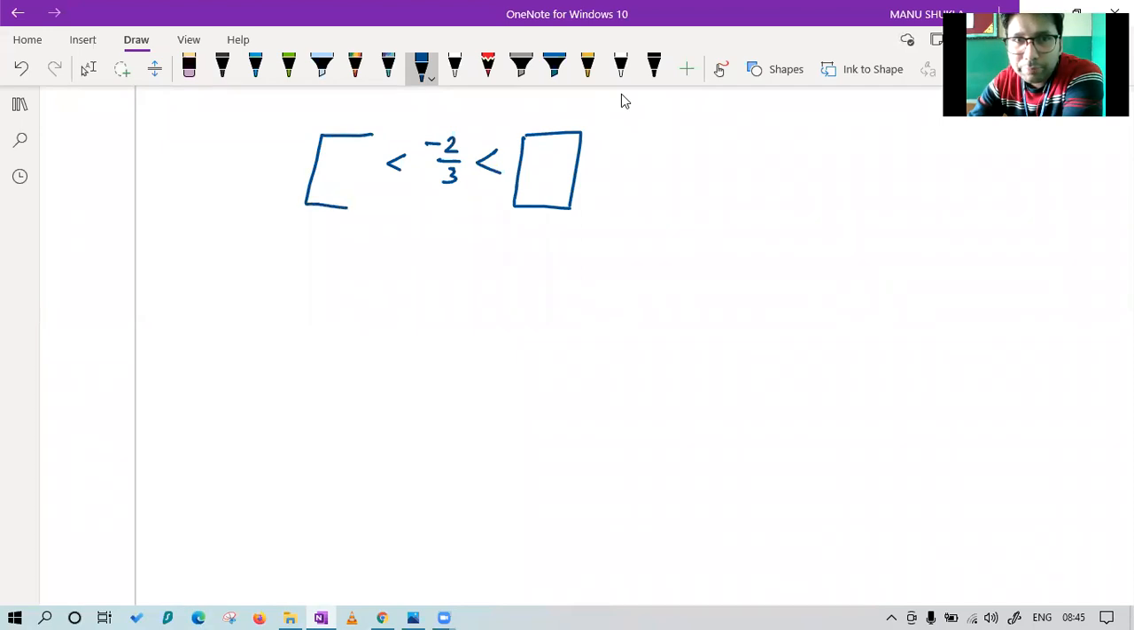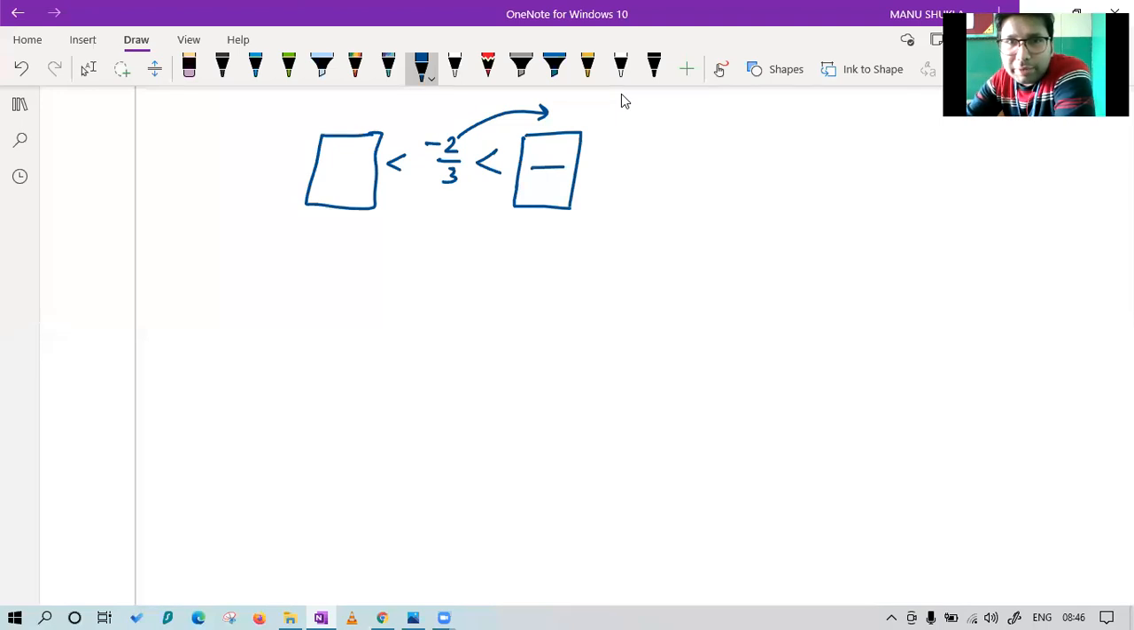Class, please help me. If this is minus 2 by 3, which integer is just larger than that? Please tell. Which integer is just larger than minus 2 by 3? Minus 1 by 3? No, Abhinav, you have to give me an integer, not this one. You have to give me an integer.